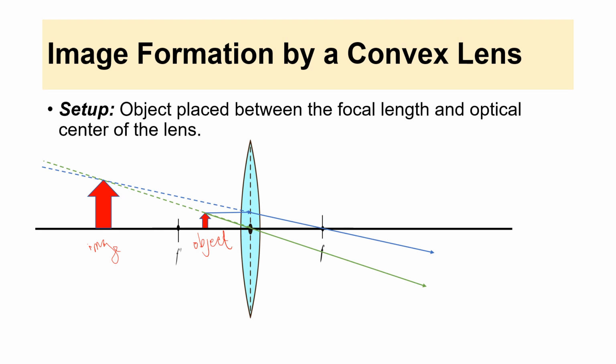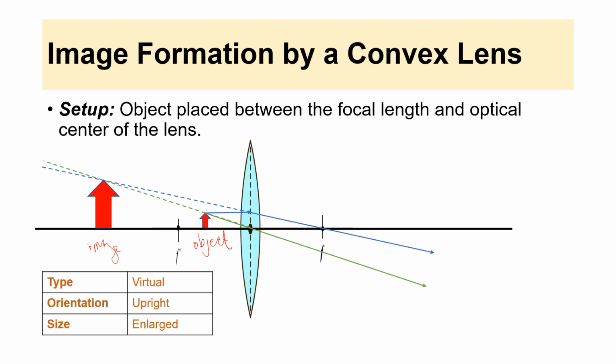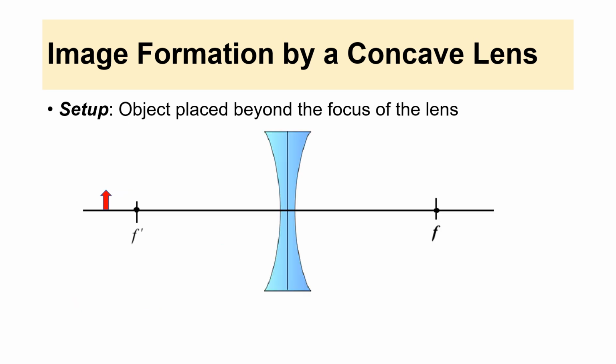It is enlarged, it is upright, and since it is formed on the same side with the object, then we have the following characteristics. Type is virtual, it is upright, and then enlarged. It is larger than the actual object. So that's for the convex lens. Now let's proceed to the concave lens.